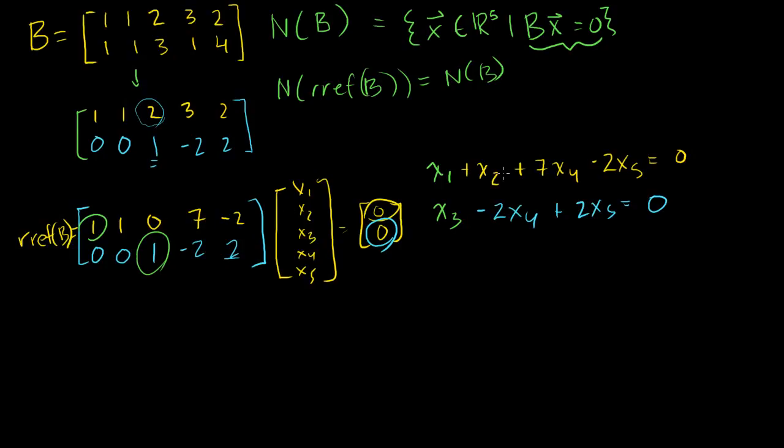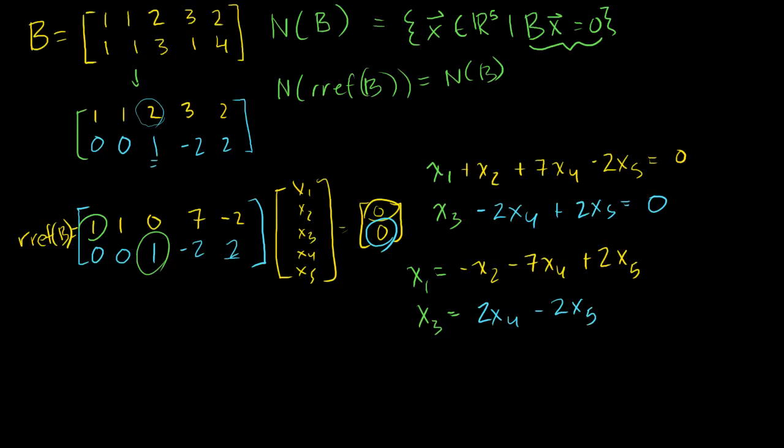And then if we solve for our pivot variables, right, these are our free variables. We can set them equal to anything. If we solve for our pivot variables, what do we get? We get x1 is equal to, I should do that in green. The color coding helps. I get x1 is equal to minus x2 minus 7x4 plus 2x5. Just subtracted these from both sides of the equation. And I get x3 is equal to, we've done this multiple times, 2x4 minus 2x5.